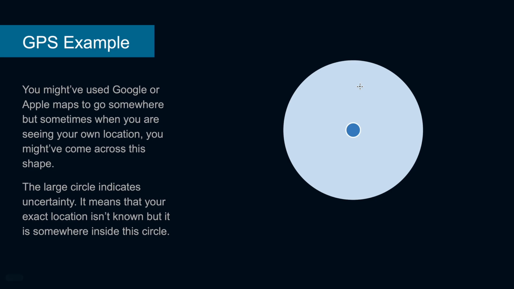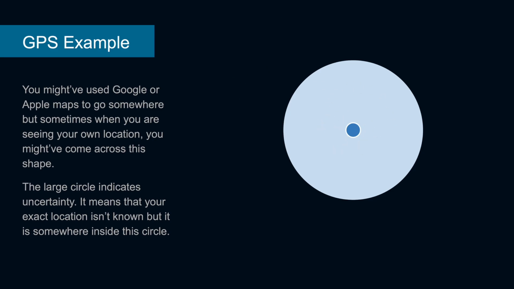Now another example regarding everyday life. For example, I think everyone has used a GPS app on their smartphone, such as Apple Maps or Google Maps. We already know this shape from it, because if you have used that app, when you are trying to locate your own location, you usually get this kind of shape, right?